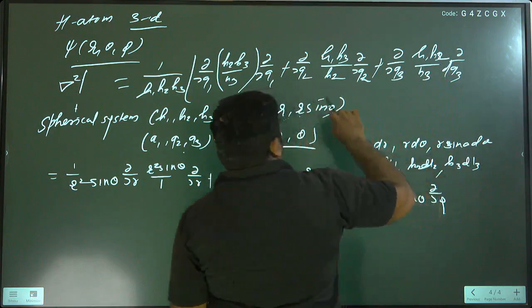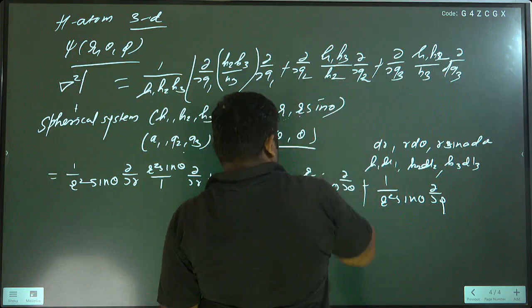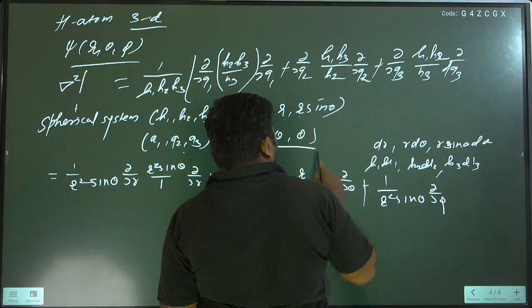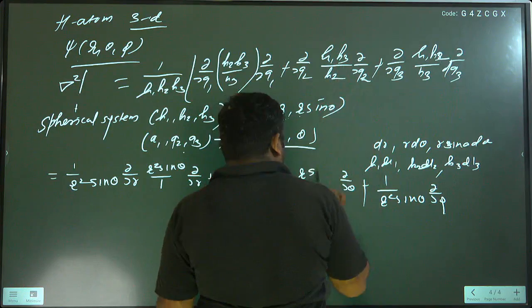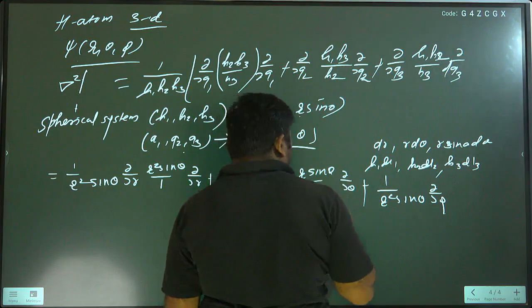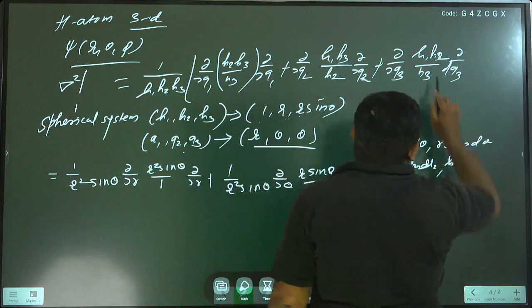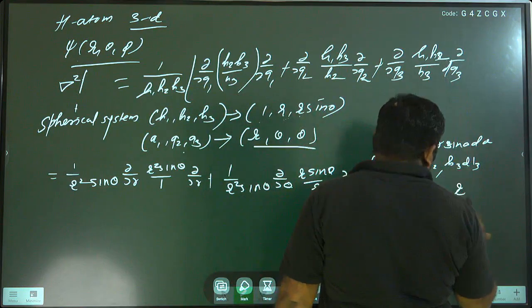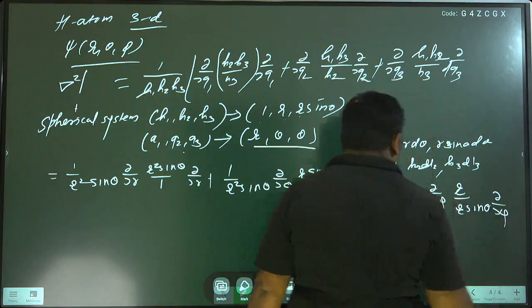H3. Okay, what is the second one? H1 H3, right? H1 H3, this is equal to how much? R sin theta upon R. Okay, and the third one is H1 H2: 1 upon R into R sin theta ∂/∂phi.